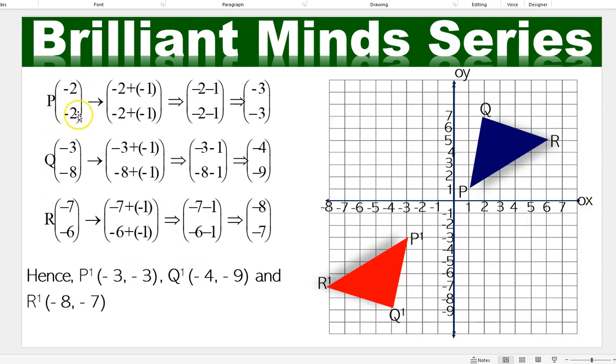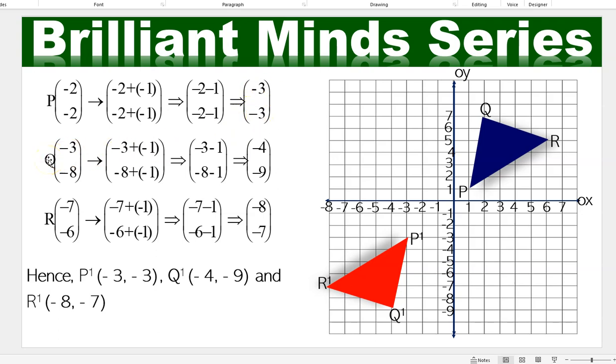P was negative 2, negative 2. When you add the center of rotation to P, we get negative 2 plus negative 1. When positive and negative meet, it becomes negative. The assumption is that it tends to be negative because negative is stronger than positive. And therefore, we are going to get negative 2, negative 1, negative 2, negative 1. And that will give us negative 3, negative 3.